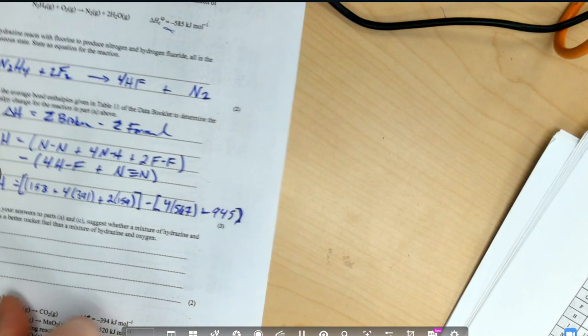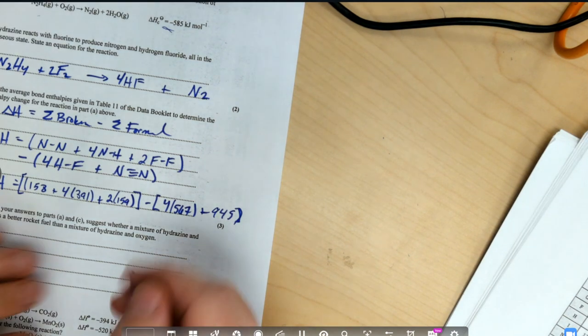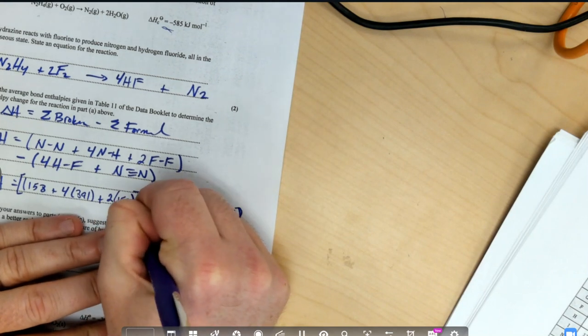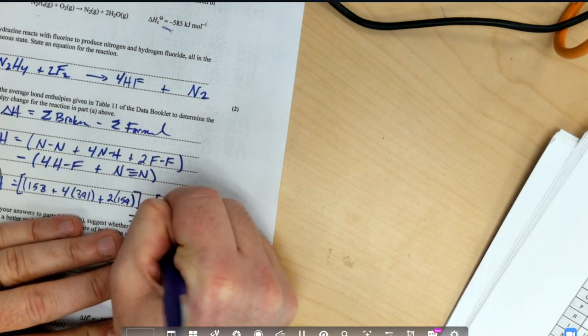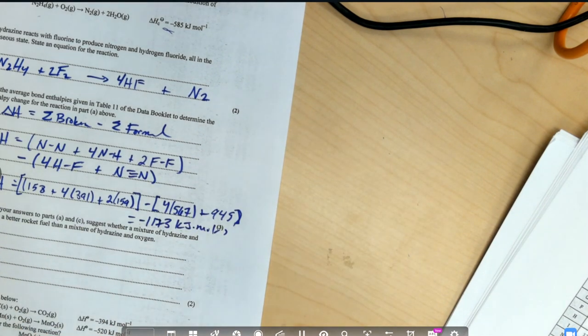Now we just got to punch this into our calculator and we'll be done. So 158 plus 4 times 391 plus 2 times 159 minus 4 times 567 plus 945. Presto changeo, I get negative 1,173 kilojoules per mole.